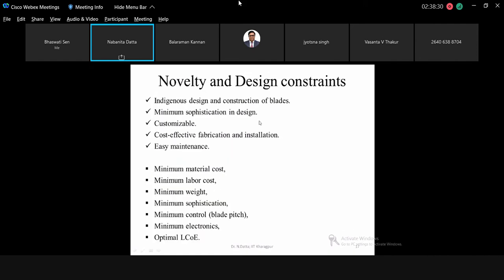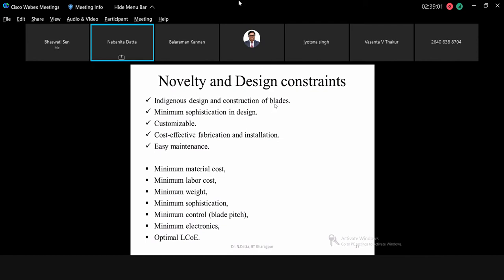So the novelty is the indigenous design and construction of the blades. This is where the Indian wind turbines become expensive. We have to import the blades. Blade imports would mean the total cost is going up. If we have sufficient knowledge and skill to build the blades right here, there can be a drastic reduction in the cost of the wind turbines. So we want to make a structure which will have minimum sophistication. The design will be customizable.